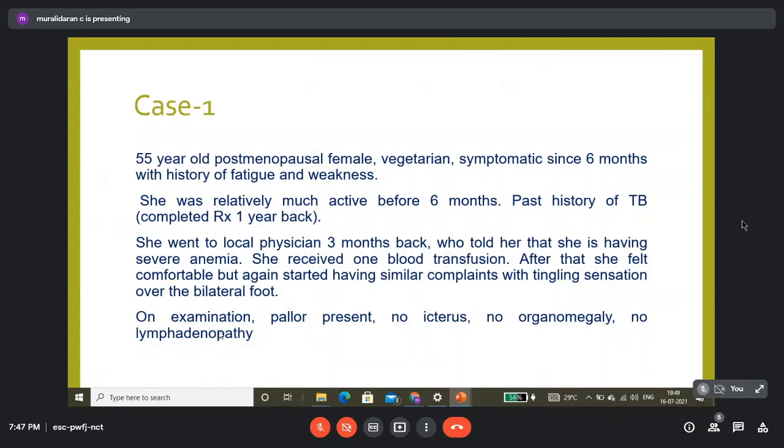For these symptoms she went to a local physician 3 months back, who told her that she had a severe anemia. For that she received 1 blood transfusion. After that she felt comfortable, but again started having similar complaints with a tingling sensation over both feet. When she came to me, on examination she had severe pallor, but no icterus, no organomegaly and no lymphadenopathy.